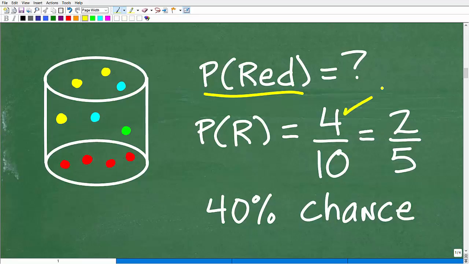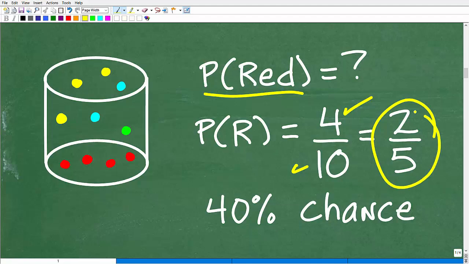Okay, well, how many total possible events could happen? Well, we have 4 here, and then we have 6 other marbles right here. So there's 10 possible outcomes. All right, so again, simple probability. This event, getting a red, can happen 4 different ways out of 10 different possible outcomes. So in this case, the probability would be 4 over 10, or 2/5.